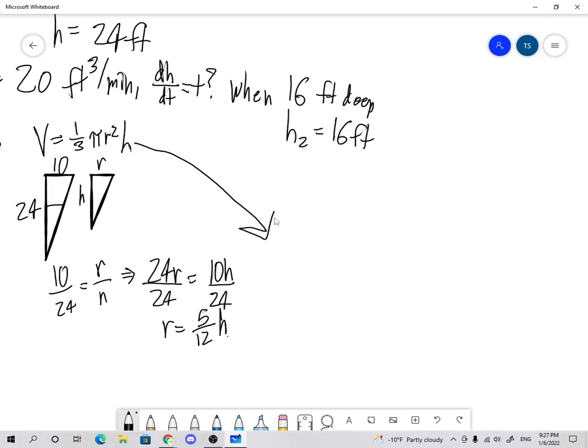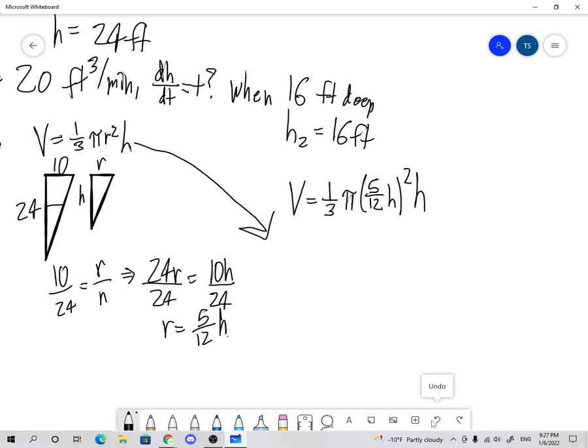Instead, I'm going to substitute in first. So I'm going to substitute in my r value, or what I found is my r value. And I'm just going to undo that because I made a big dumbo decision. And I'm gonna do it again, aren't I? Yes, I am. And this will be 5 over 12 h squared. You can't drop the squared.